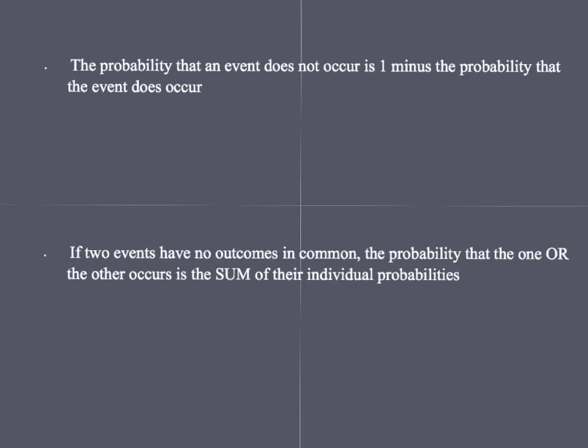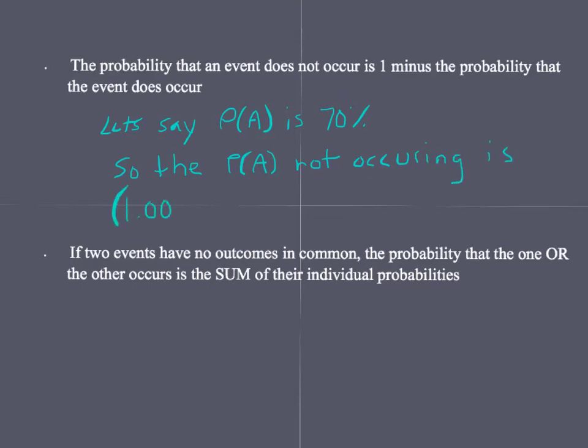The probability that an event does not occur is 1 minus the probability that the event does occur. Let's say that the probability of an event A occurring is 70%, and we want to find the probability that this event does not occur. So, the probability of A not occurring is 1.00 minus 70%, we'll change it to a decimal, 0.7, and that is equal to 0.3.